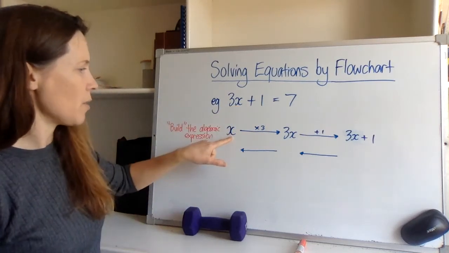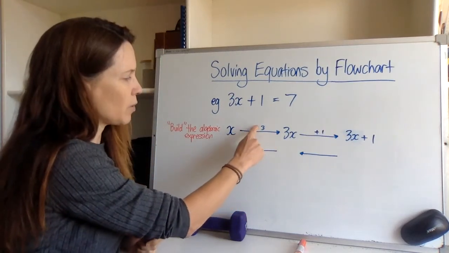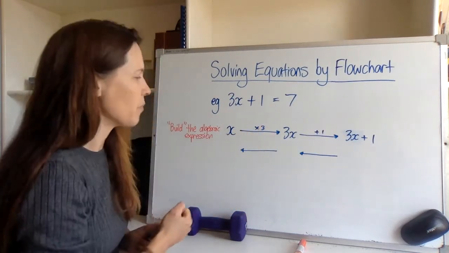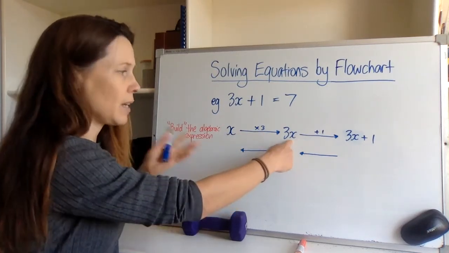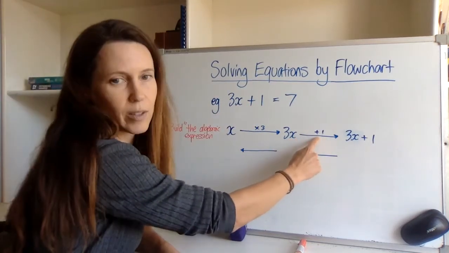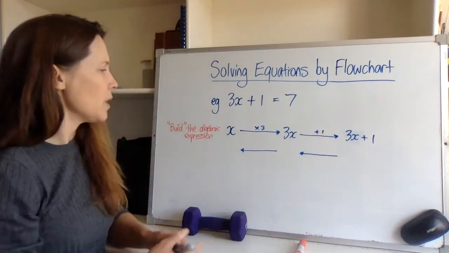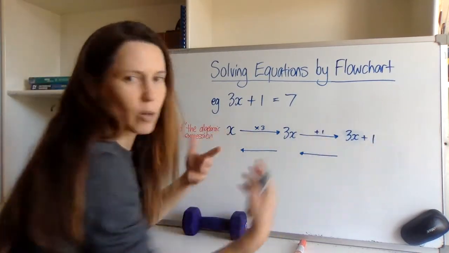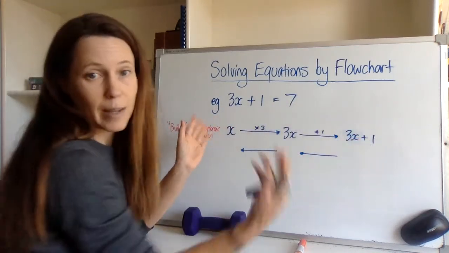So you start with an x, and for each operation you put an arrow, and you can write what the operation was on top of the arrow. If you take x and you times it by 3, you get 3x. And if you take 3x and you add 1 to it, that's the operation, add 1, then you get 3x plus 1. So that's the whole left-hand side of the equation there kind of built. We've really built it and broken down the steps.